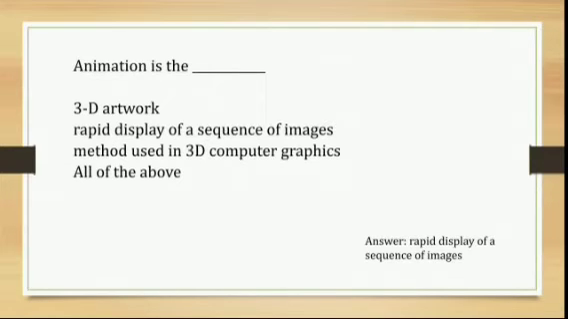Then animation is, as everyone knows, a kind of video, isn't it? So it can't be an artwork. Artwork will be an image. Then method used, it can't be a method within graphics. So animation, as it is video, its answer is the rapid display of a sequence of images, because if you show multiple images in a rapid form, it creates video. So animation is also the same, rapid display of a sequence of images.